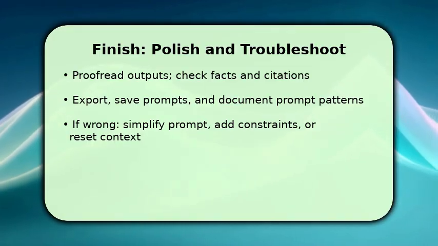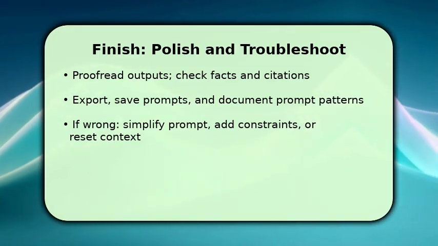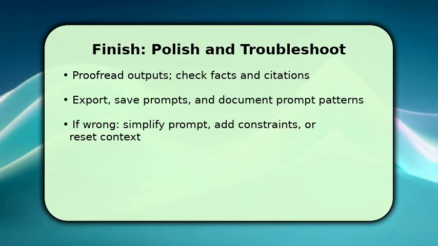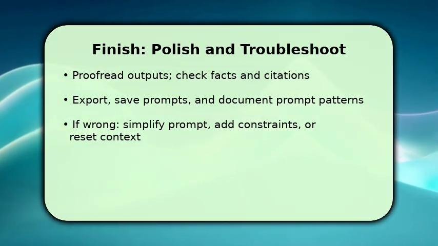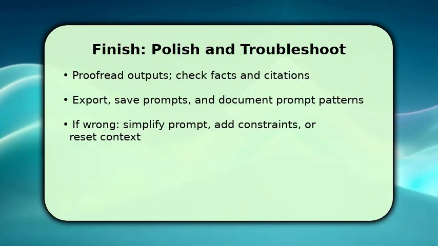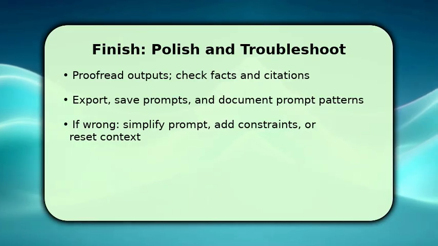If the model drifts or gives errors, first simplify the prompt and restate constraints, then resend context in smaller parts. If needed, start a fresh chat to remove corrupted context. One key tip: always include examples when repeating complex requests to reduce ambiguity.